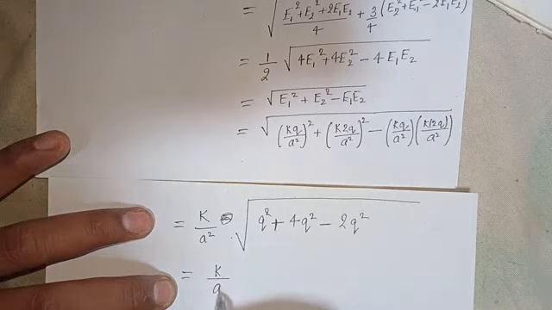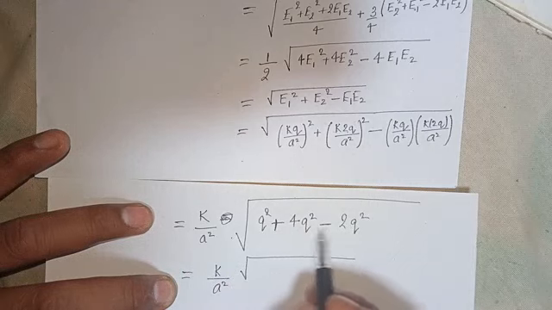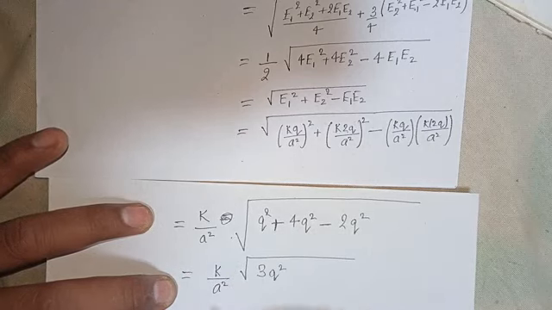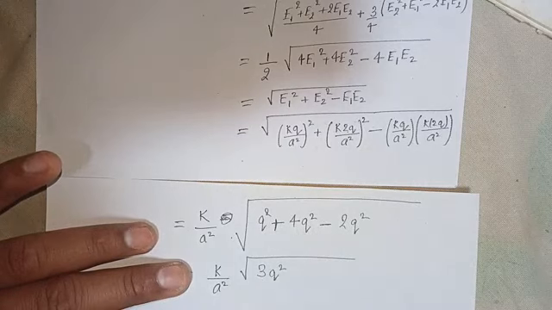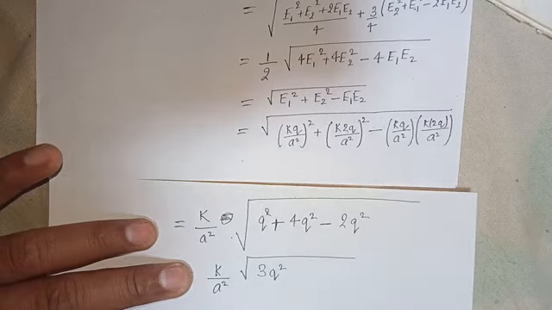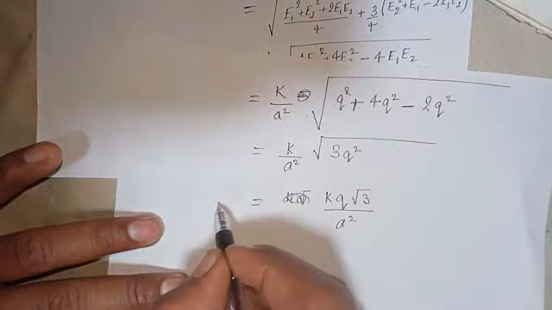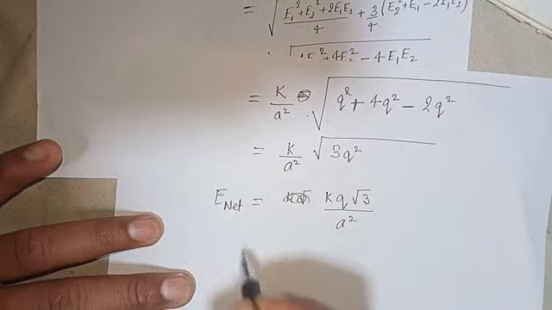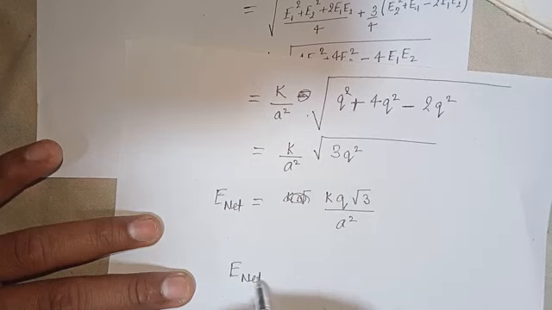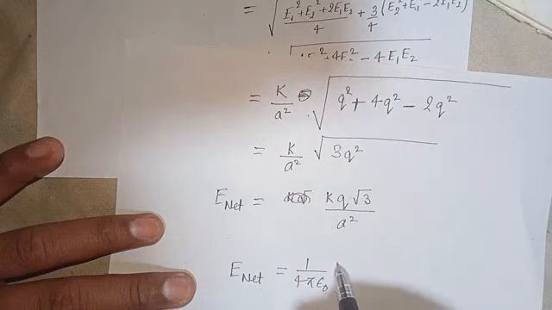It becomes k upon a square into root of 5 minus 2 to 3q square, and we get k q root 3 upon a square. This is the net electric field at point A. So E net equals 1 upon 4 pi epsilon naught into q into root 3 upon a square.